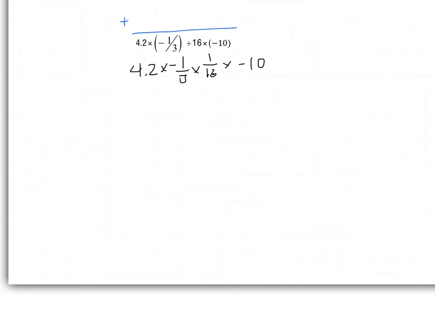So a couple things here. One thing I definitely notice here is that if I multiply a decimal times 10, that's going to get rid of my decimal. So even though those are not a positive negative pair, I'm going to go ahead and do that and rearrange those together, the 4.2 times the -10, mainly because I know that's going to help me out with everything else. So that leaves me with times -1/3 times 1 over 16. I'm just going to leave that for now.